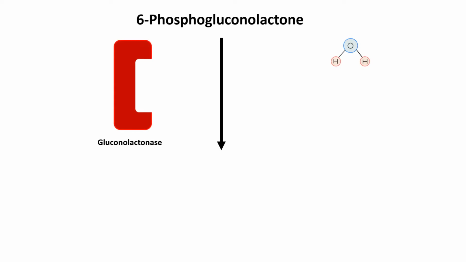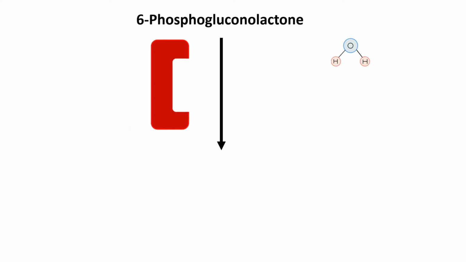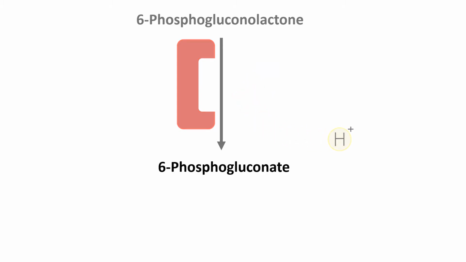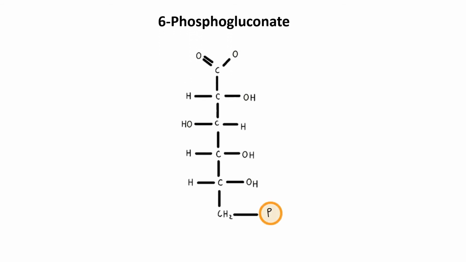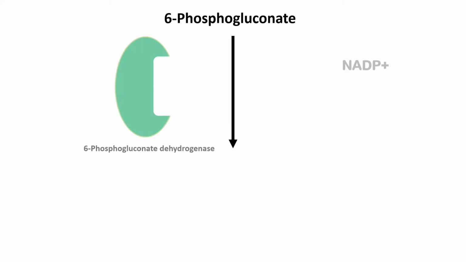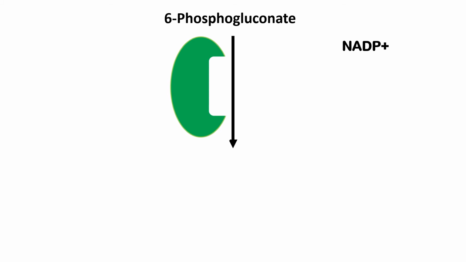6-phosphogluconolactone undergoes a condensation reaction catalyzed by gluconolactonase, used along with a water molecule that forms a H+ ion and a phosphogluconate. Phosphogluconate is then oxidized by NADP+ molecule, and the reaction is catalyzed by 6-phosphogluconate dehydrogenase. The reaction forms a NADPH, a carbon dioxide molecule, and a ribulose 5-phosphate.